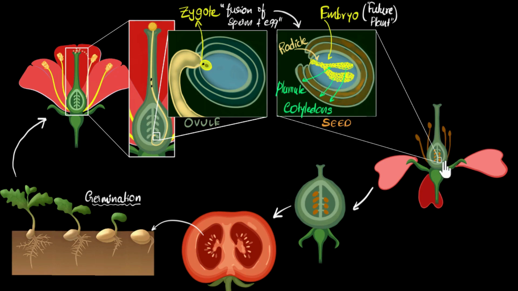At the same time, the flower loses all its other parts. The ovary swells and becomes the fruit. And eventually, as the plant grows, the cotyledons shrink, and now the leaves take care of all the nourishment and the food requirement of the plant.